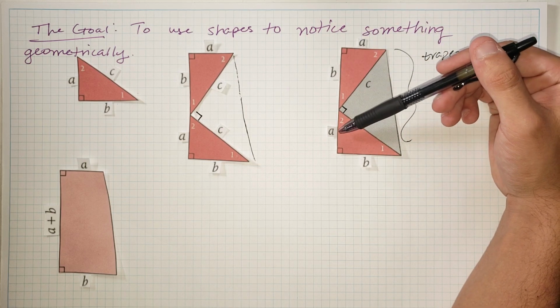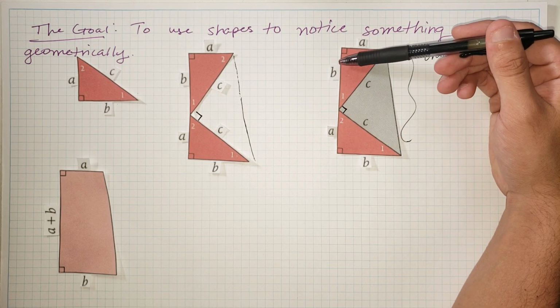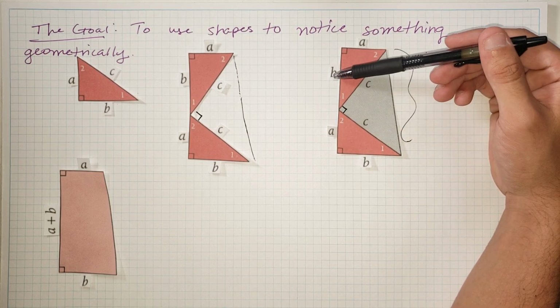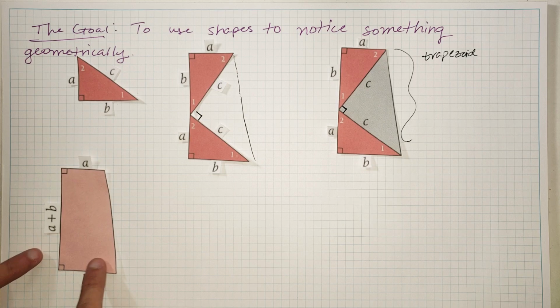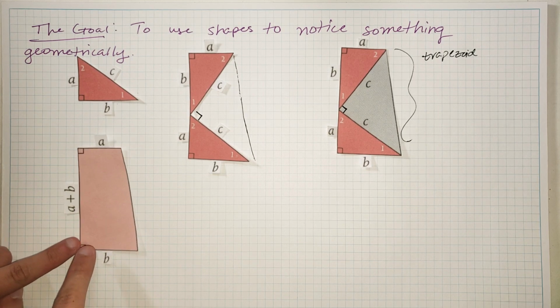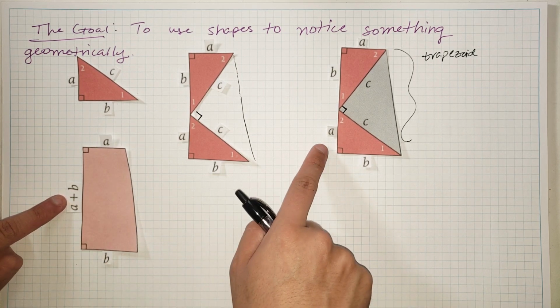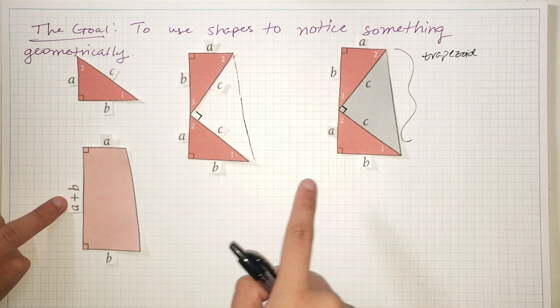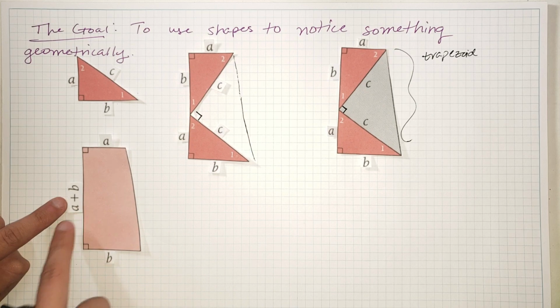You would say, if A is 5 and B is 10, then this whole thing is 15. You would do A plus B, and that's exactly what we're doing here. We're just going to call this entire side A plus B, because that's exactly what it is. So here we have A plus B.